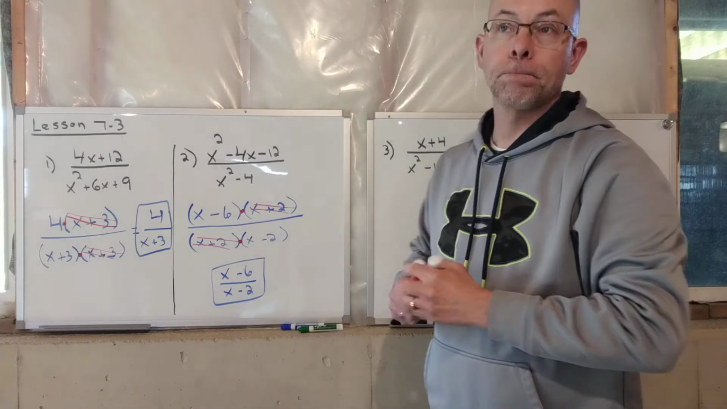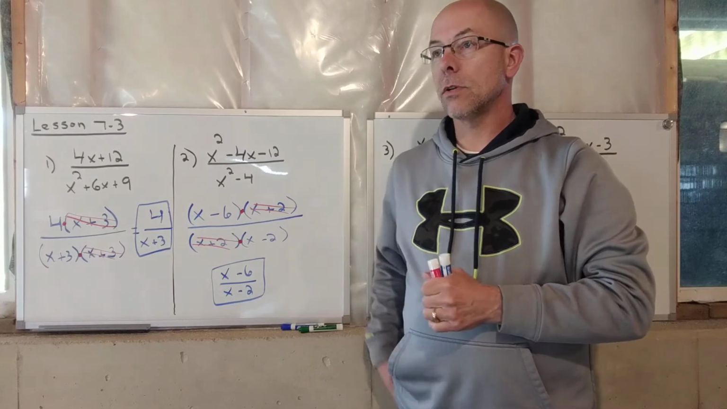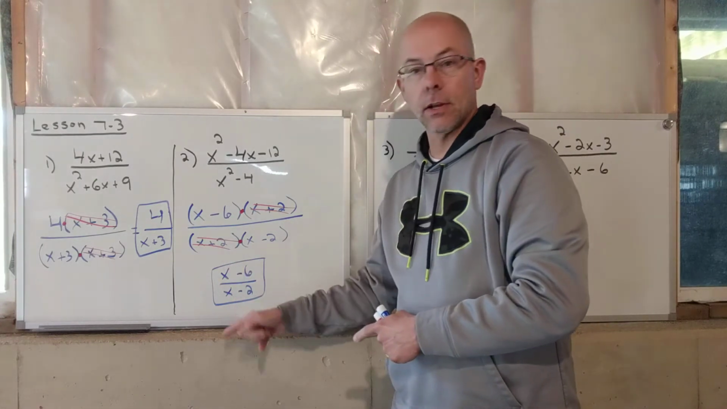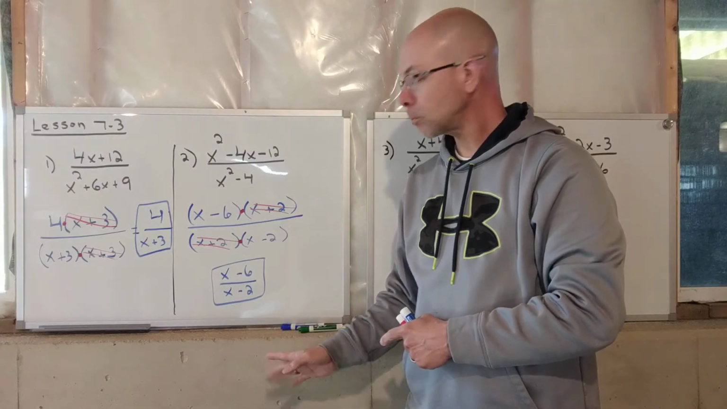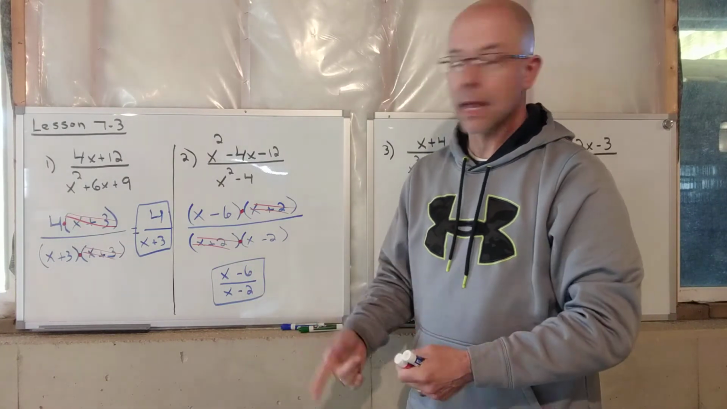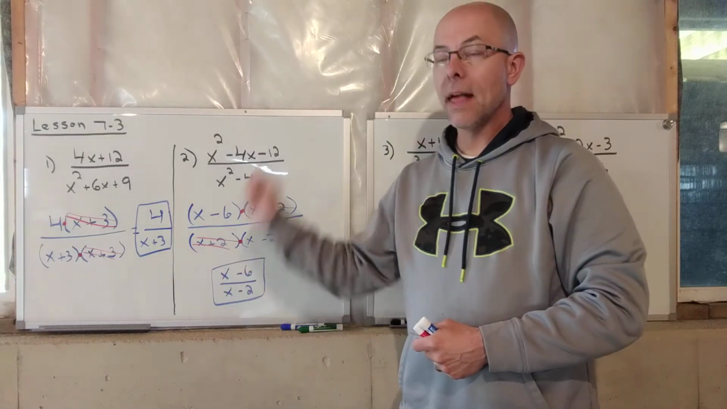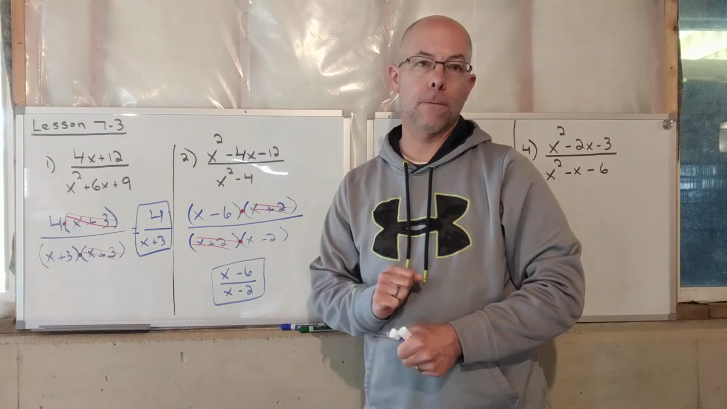Final answer. A big mistake that students do tend to make right here is they cross out the x's and they're like, hey, x and x reduce. Oh, 6 divided by 2 is 3. Those are directly attached to a subtraction symbol. They have to be attached to multiplication.